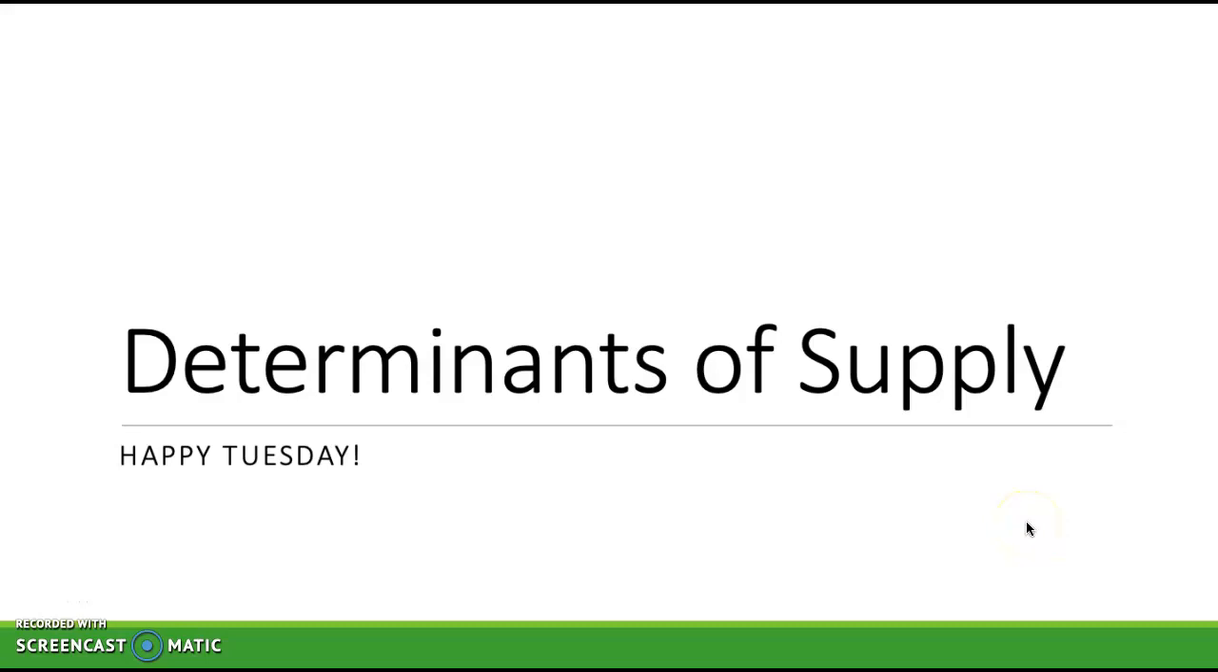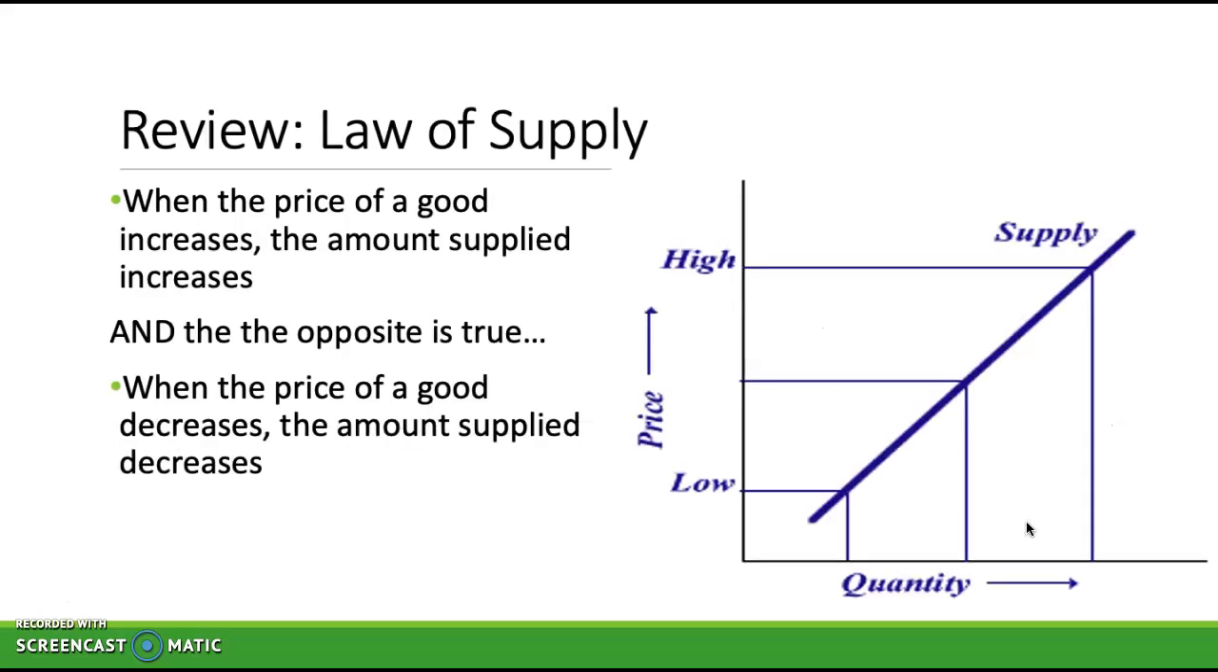Hey everyone, welcome back. Today we're going to talk about the 6 determinants of supply, so 6 different factors that can shift the supply curve. Before we get to those, however, I just wanted to briefly review a couple of things you went over yesterday, starting with the law of supply.